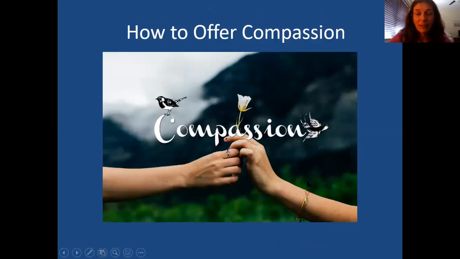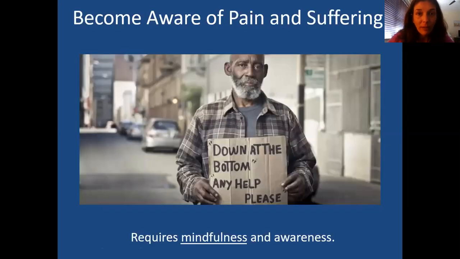Okay, so the first thing is I'm going to offer some steps about how we offer people compassion, right? So what does this mean, and how do we actually do this, right? So let's figure this out together, okay? There's actually some specific things we can do. So one is just to become aware of pain and suffering. So this involves mindfulness, right?